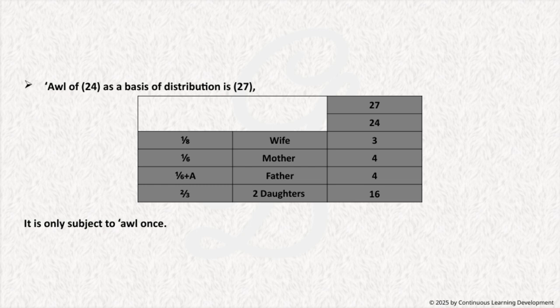Understanding this helps us see how distribution works in practice. It's all about proportional division based on a fixed basis, and that basis is used only once to determine everyone's share. This concept ensures fairness and clarity in distribution, which ties back to our overall theme of equitable resource sharing.